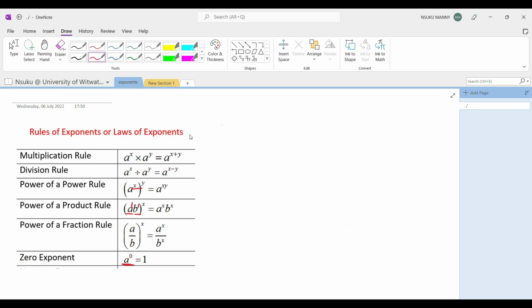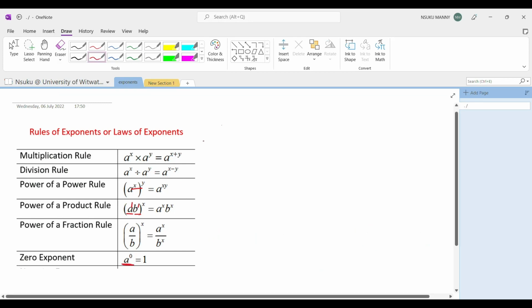So before we move on to the zero exponent law, I want us to cover a very important law which will guide us into understanding why a to the power of 0 is always equal to 1, right?